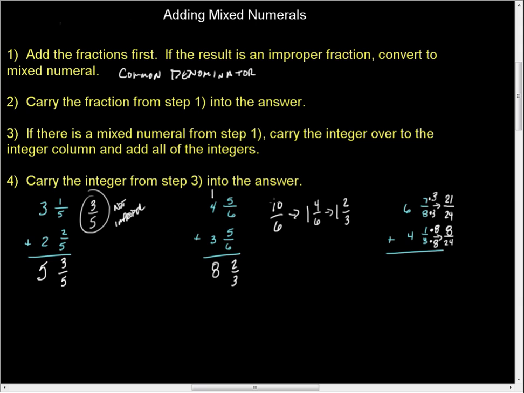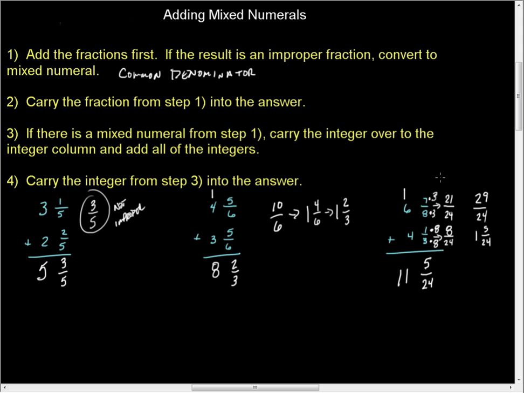And now, as you can see from over here, when we add these two, according to step 1, we're going to add them. And so 21 and 8 is 29 over 24. And now we have to change that to a mixed number, which is 1 and 5/24. So step 2 says carry the fraction into the answer. The fraction into the answer is 5/24. Step 3, if there's a mixed number, and there is, carry the integer over to the integer column and add. 6 and 4 is 10, plus 1 is 11. So step 4, carry it down.